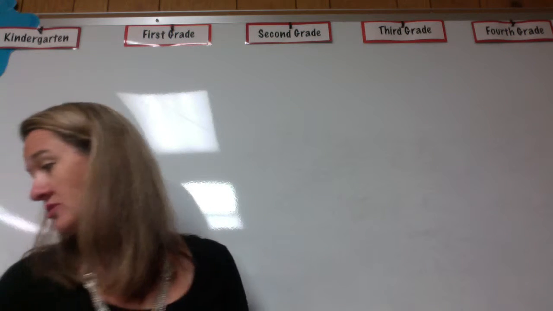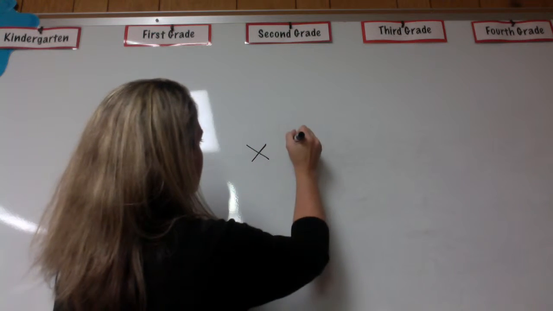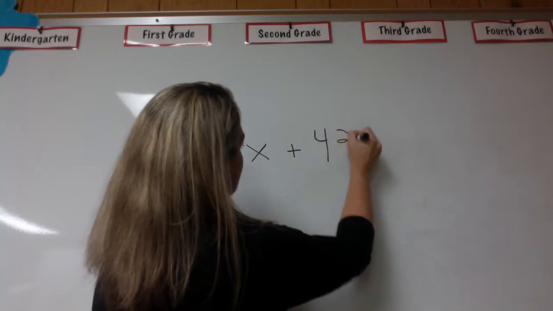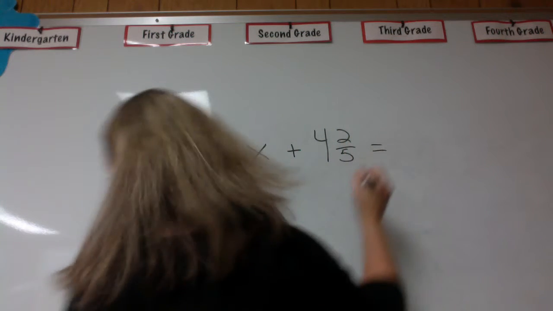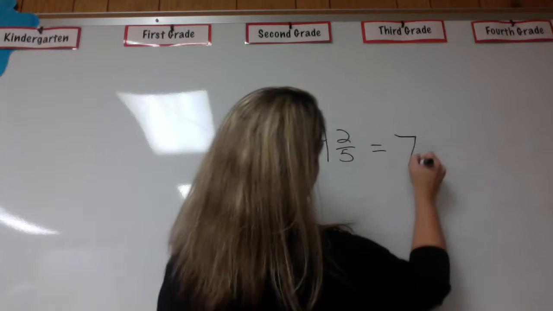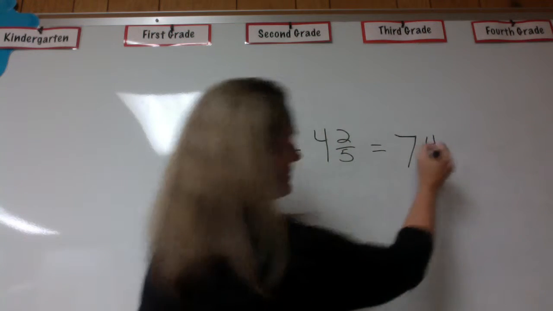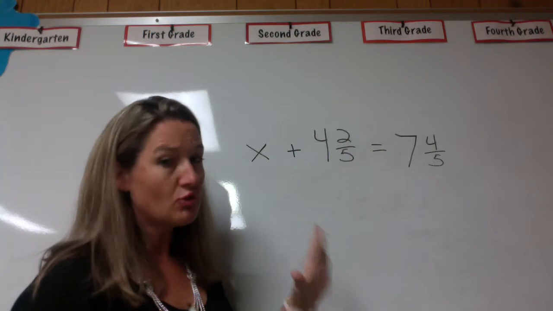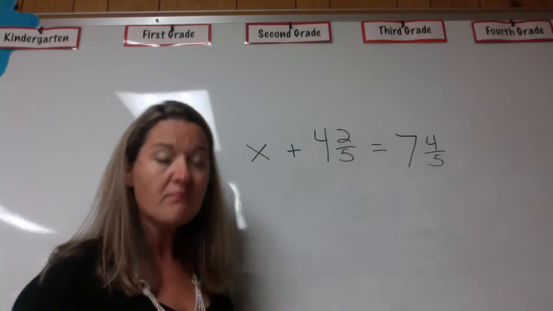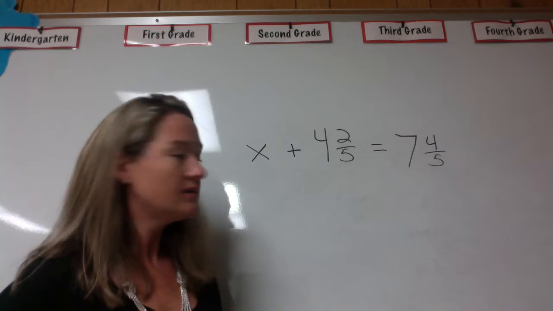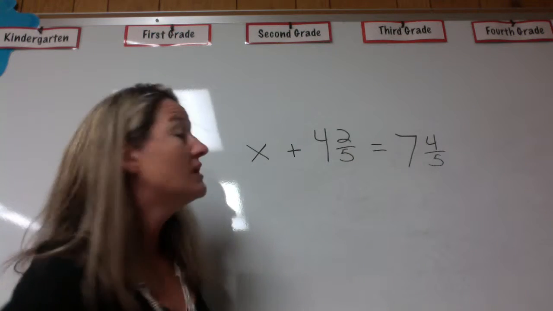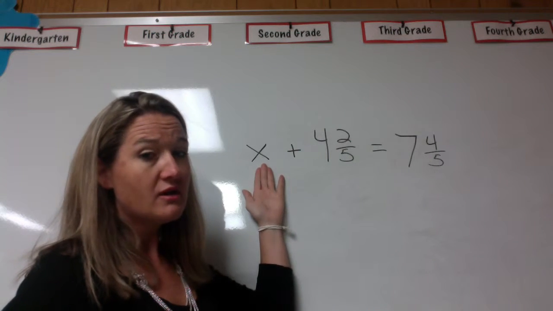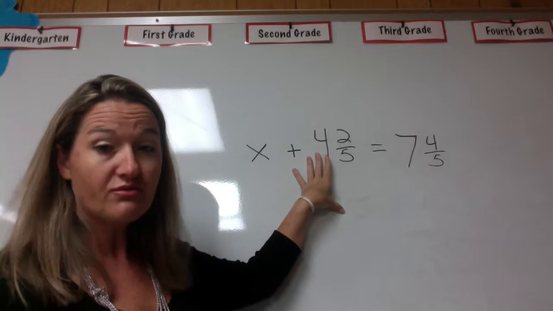So let's do x plus 4 2/5 is equal to 7 4/5. Okay. So this is our equation. Again, we've got fractions, and don't let that scare you. Just remember that basic process. We're going to do the exact same thing. Instead of whole numbers, we have fractions. All right. So we've got our x. Remember, we want to get the x all by itself. So we have to get rid of the plus 4 2/5.